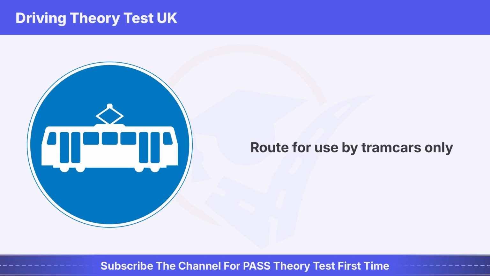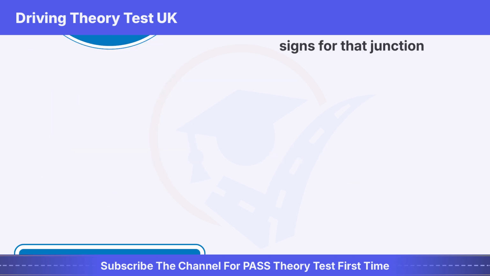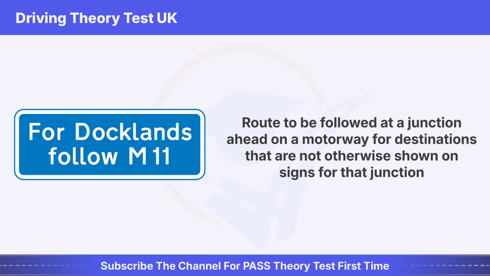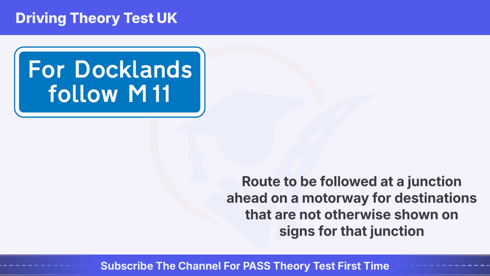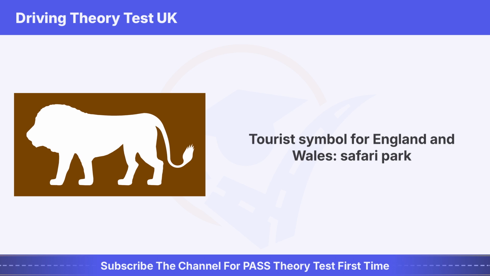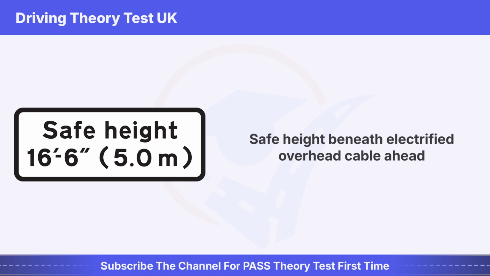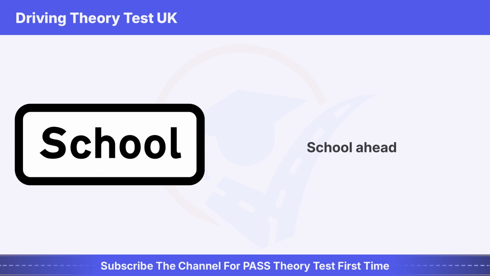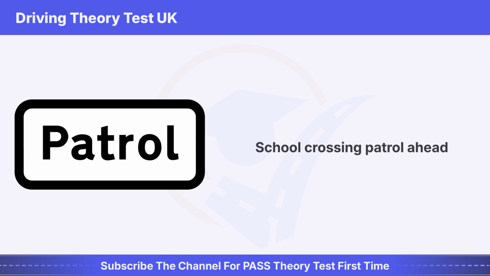Route for use by tramcars only. Route to be followed at a junction ahead on a motorway for destinations that are not otherwise shown on signs for that junction. Tourist symbol for England and Wales, Safari Park. Safe height beneath electrified overhead cable ahead. School ahead. School crossing patrol ahead.